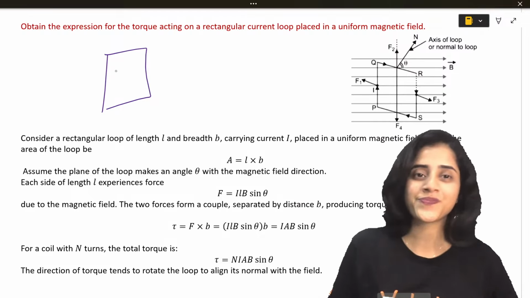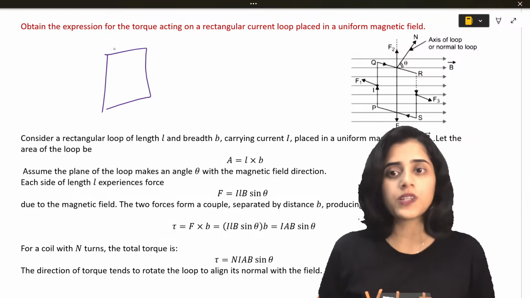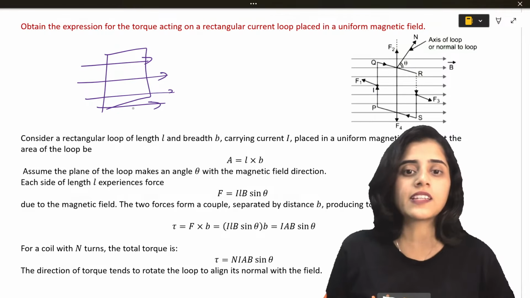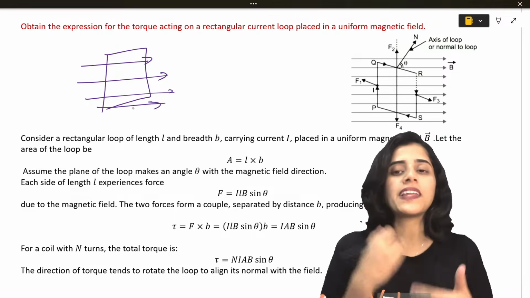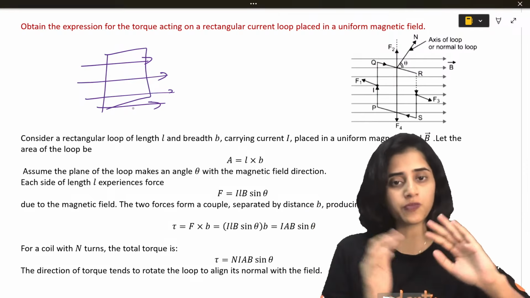Okay. So this is a loop. This loop is placed in a magnetic field. So this loop will experience a force. It will rotate in the magnetic field and align in the direction of magnetic field.